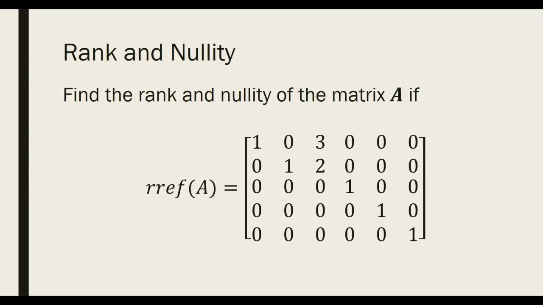I want you to look at this one and decide the rank and nullity of this matrix A. Well, I should say not this matrix by itself, but if an A would have been row reduced to this form, what would the rank and nullity have been?